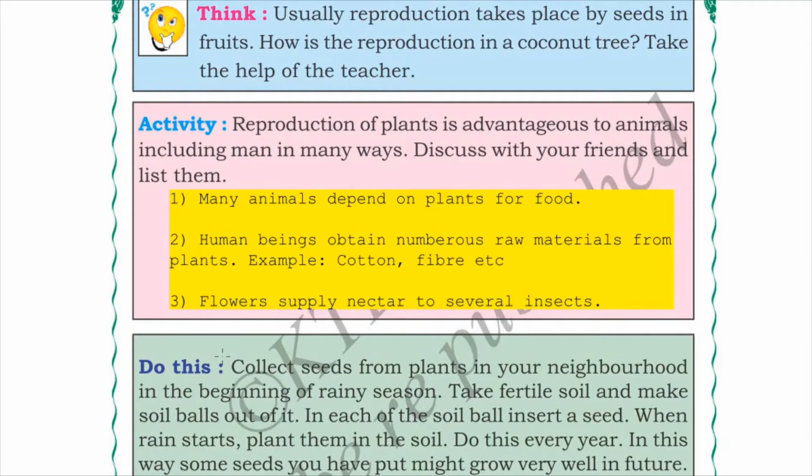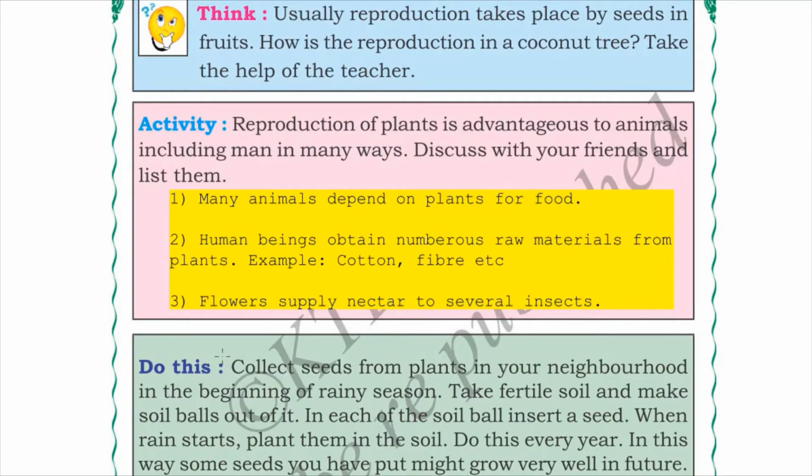I have given a list of some of the uses of reproduction in plants. The first and most important use is many animals, including human beings, for some portion of our diets, depend upon plants for food. So imagine the life of herbivores like cows, deer, etc. All these animals, they depend directly on the availability of plants for food.